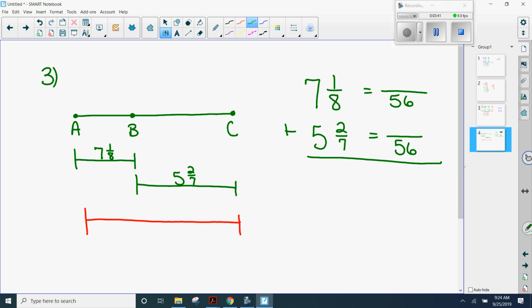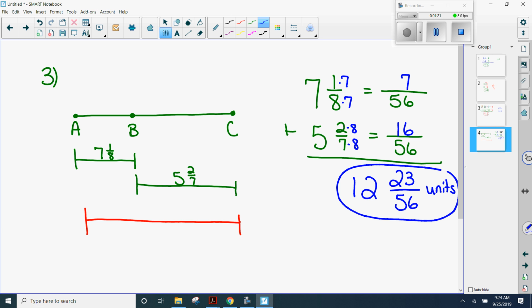Okay, so I take 7 times 8. So I have to take 2 times 8. 2 times 8 is 16. Take 8 times 7. 1 times 7, which is 7. If I add, how much do you get? 23 over 56. And then you take 7 plus 5, which is 12. And it's talking about a length, so I need some units. They don't tell me specific units. They don't say centimeters, inches, anything like that. So I'm just going to label it as units.